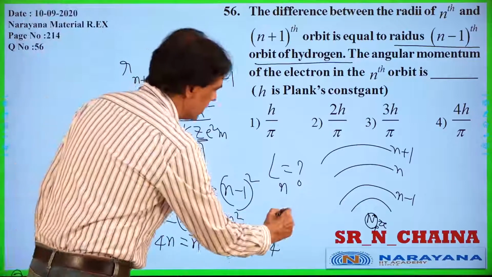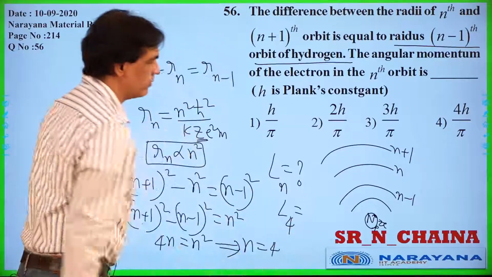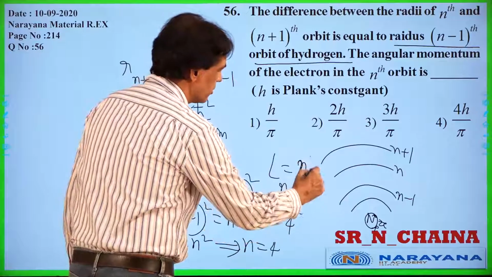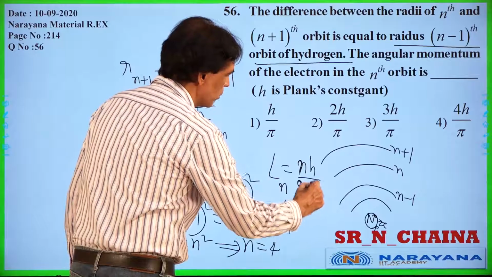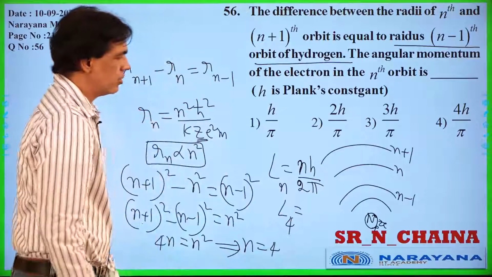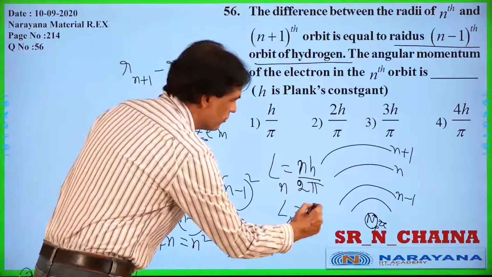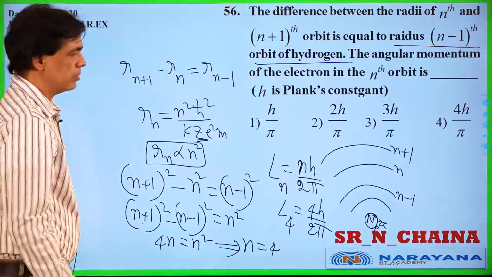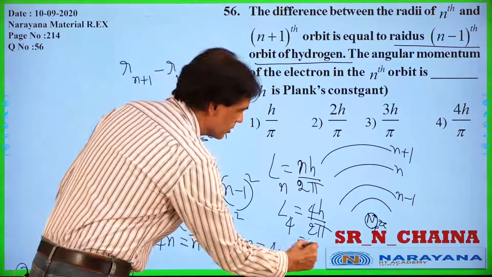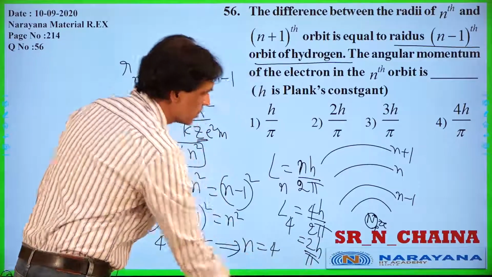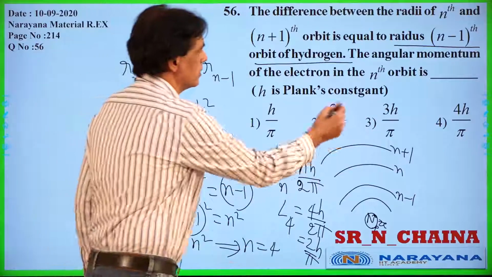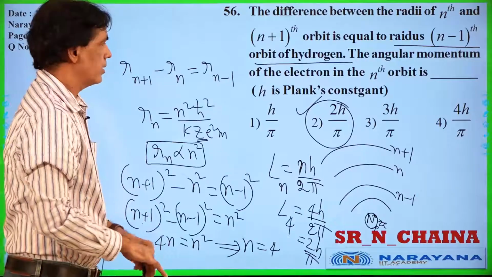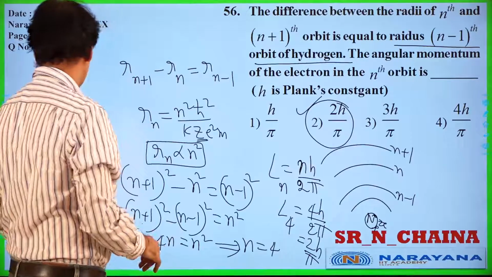That means basically I need to find out angular momentum for the 4th orbit. Angular momentum for nth orbit is how much? nh by 2 pi, correct? And if n equal to 4, then it should be 4h by 2 pi. Clear? So 4h by 2 pi is equal to 2h by pi. So this is the answer for this question, 2h by pi. This is the correct answer, right? Hope it is clear. Okay, so let's see the next question.